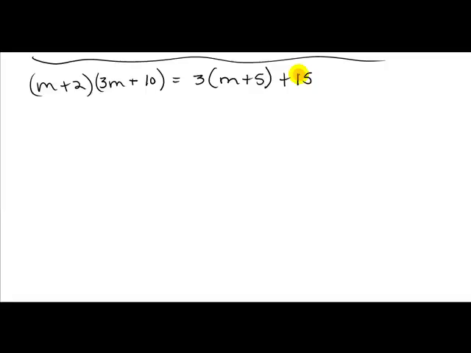Okay, on this problem, we do not have it in quadratic form. We have lots of work to do before we can even use the quadratic formula. So remember, it has to be in that quadratic equation form. If it's not, you do everything you need to do to get it into that format.